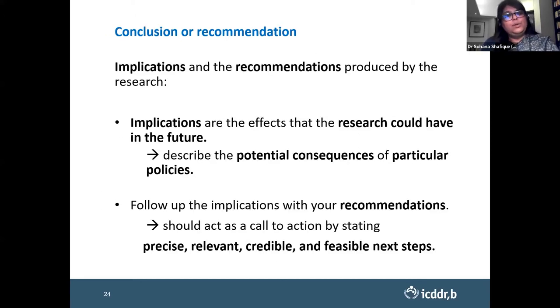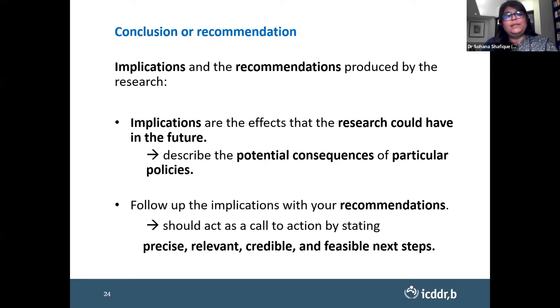And in the conclusion and recommendation, we also need to highlight the implications and the recommendations produced by this research. By implications, we mean the effects this research could have in future, describing the potential consequences of this particular policy. If we take this policy, how it's going to benefit adolescent health or women's health, or a specific area, how it's going to improve in the particular policy.